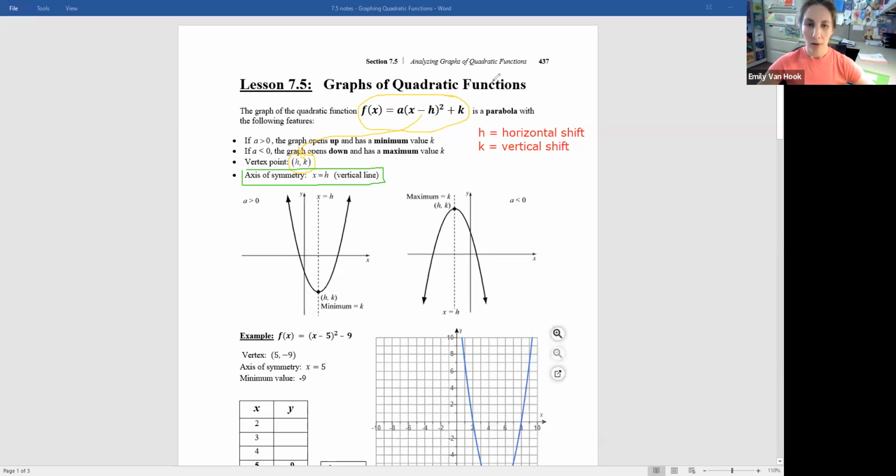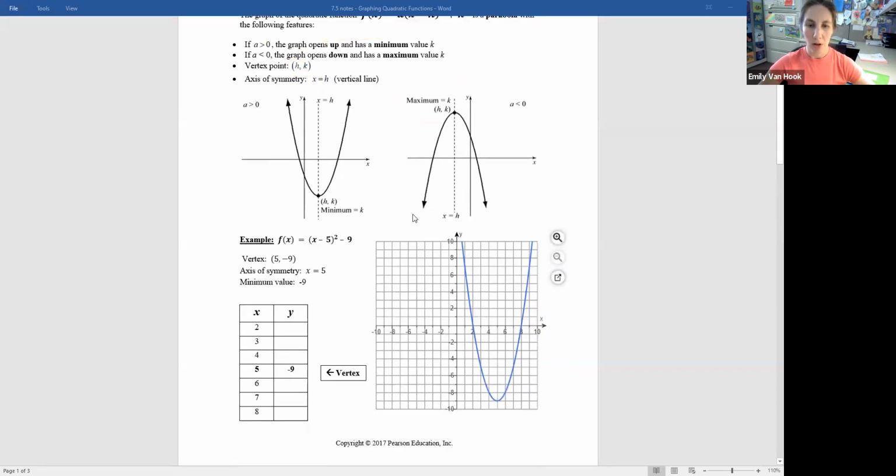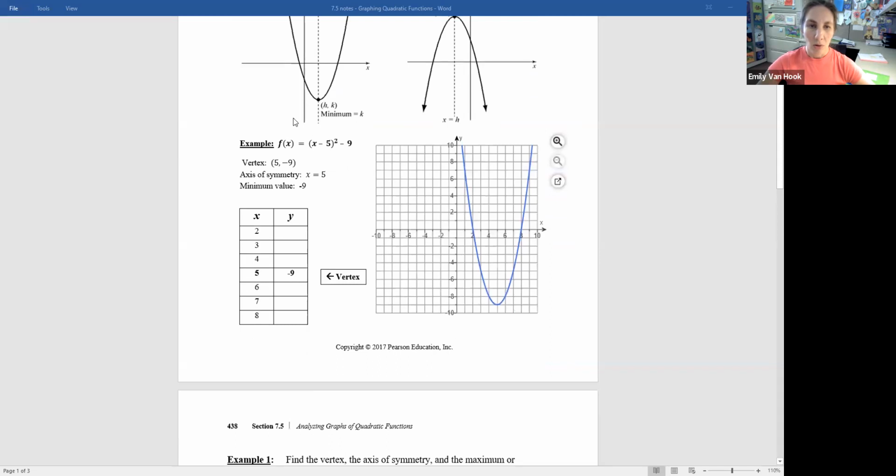I'm going to scroll down. Here's the first example that we saw. So we had f of x equals (x minus 5) squared minus 9. So in that example, because of the minus 5, we're shifting 5 to the right. Because of the minus 9, we're going 9 down. So that's why our vertex ends up being positive 5, negative 9.